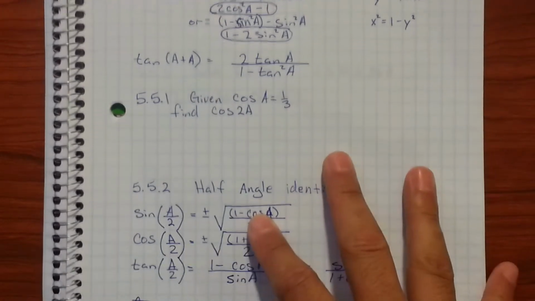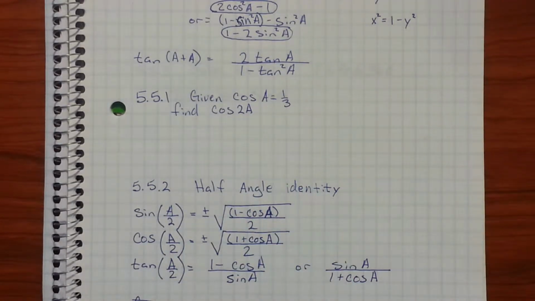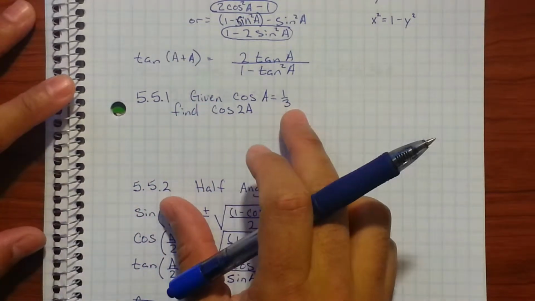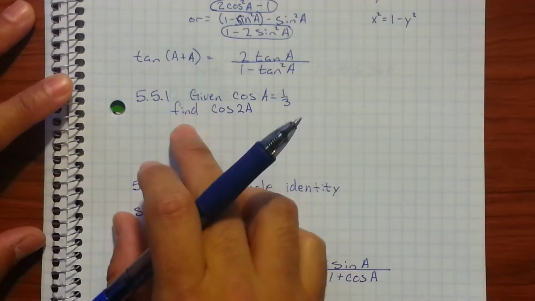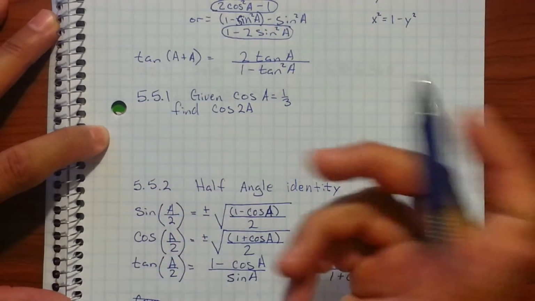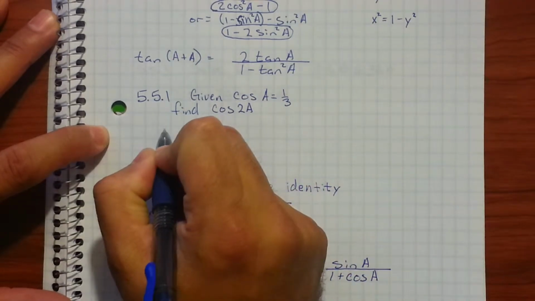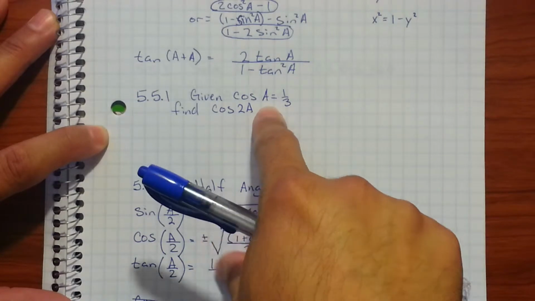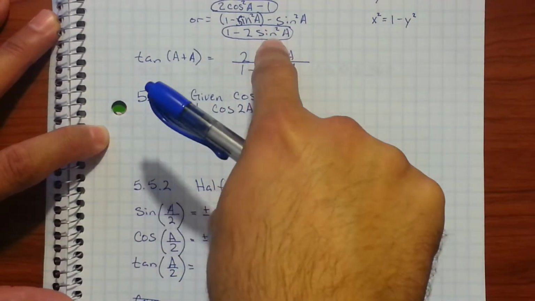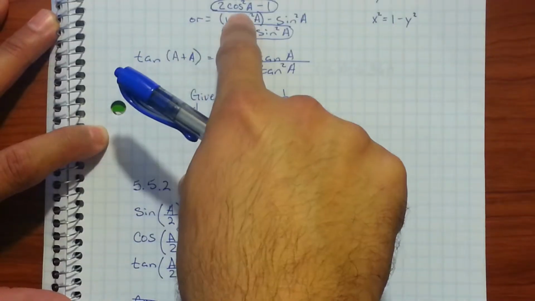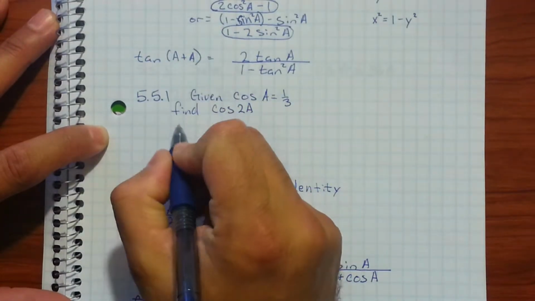Now, let's take a look at this next problem right here. Given cosine A equals 1/3, find cosine 2A. So cosine 2A, I could use whichever one I want, but because I'm given the cosine, I'm not going to use the sine. I'm not going to use this one right here because it has a sine. I'm going to use this one right here.